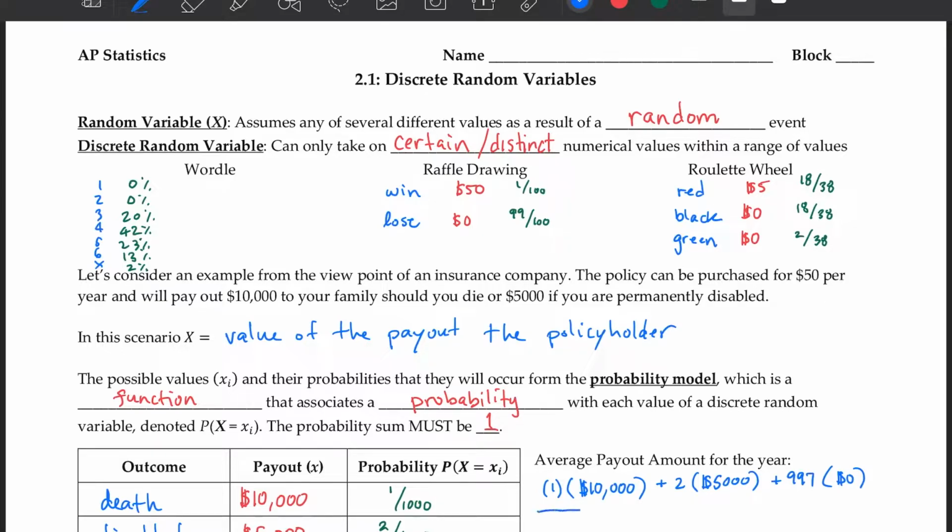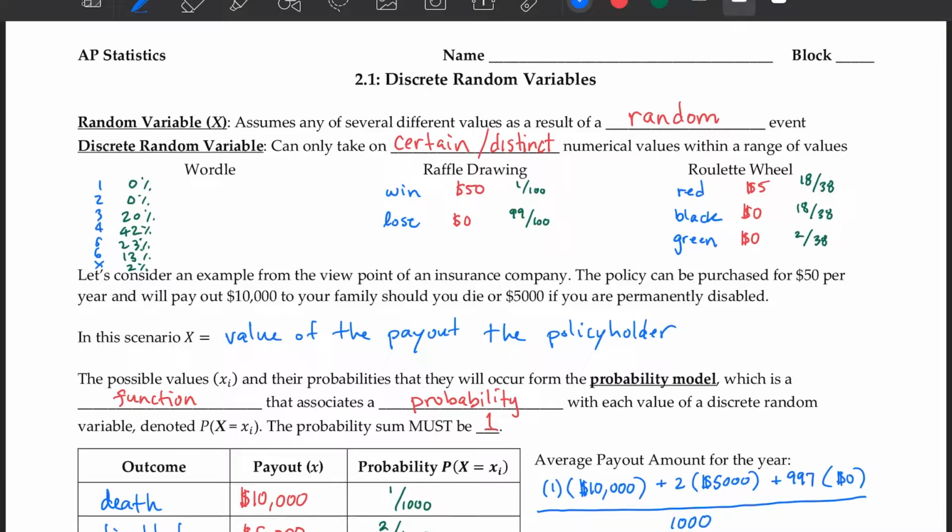That's $20,000. But we're talking about average, so we need to divide by the number of policyholders here. We have 1,000 people under our policy. So when you do the math there, that is $20. So on average, we are paying out $20 per policyholder. Notice that that is not one of the possibilities in our payout column here: 10,000, 5,000, 0, not $20. That's because it's an average.